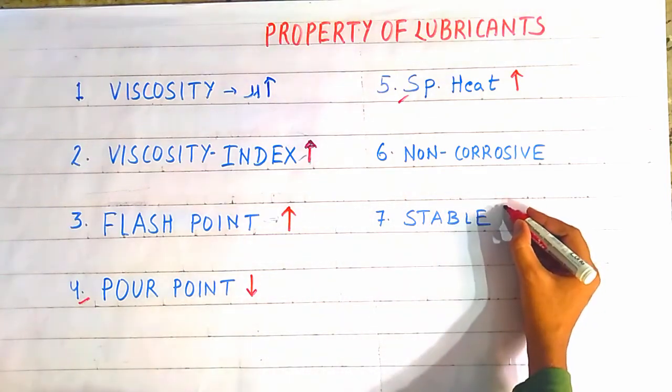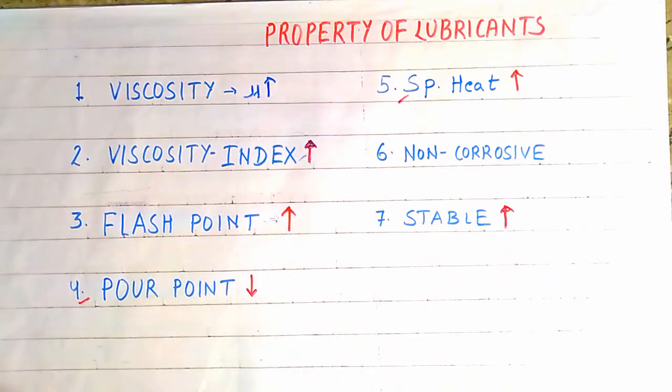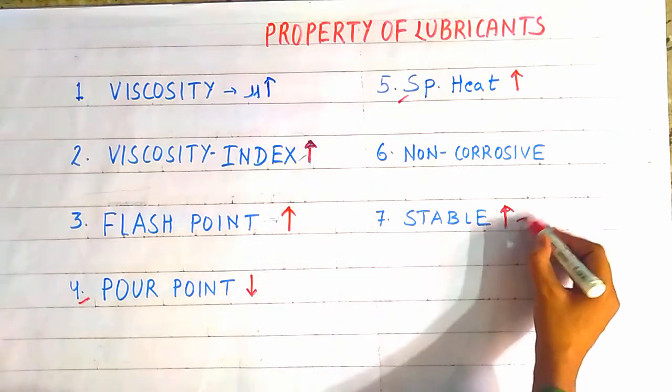A lubricating oil that is used in the journal bearing should be chemically stable so that there will be stable operation in the journal bearing. So stability is another important property.